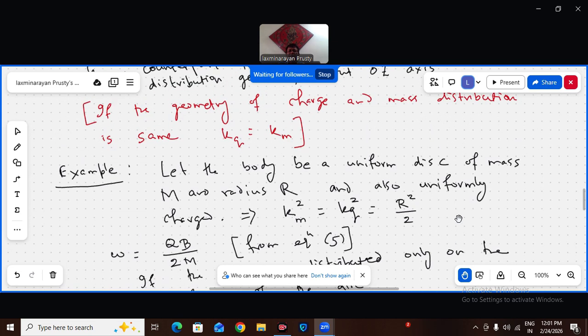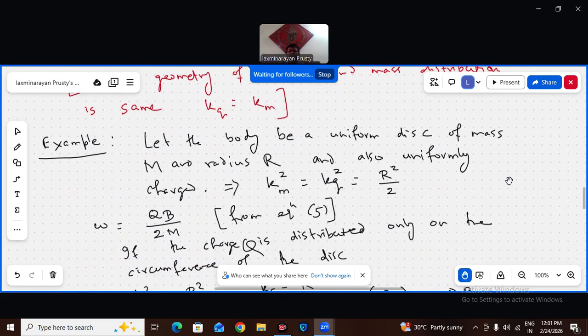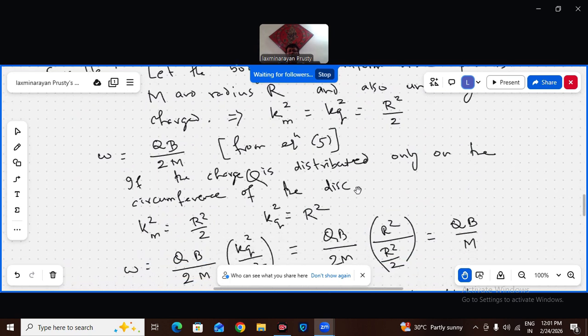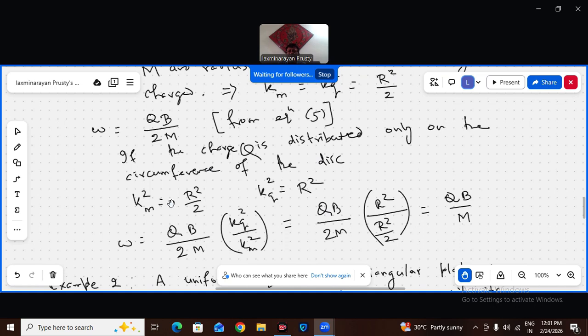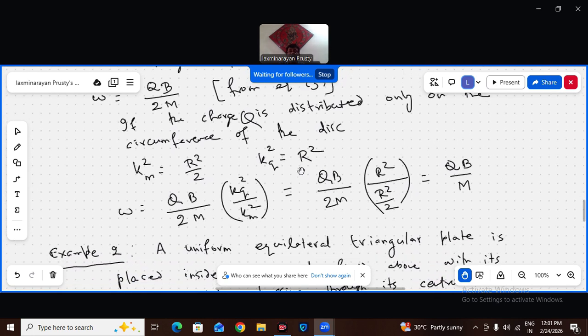So omega will be, just use this equation, q by, this is km and kq equal, so they cancel, so qB by 2m. That's it. From equation 5, it is qB by 2m. If the charge q is distributed only on the circumference of the disk, then what will happen? So km square is r square by 2, but kq square is a ring type of geometry, so kq square will be r square. It is ring geometry as far as charge distribution is concerned. So kq square is r square. So r square dq integration with total charge q is q into r square.